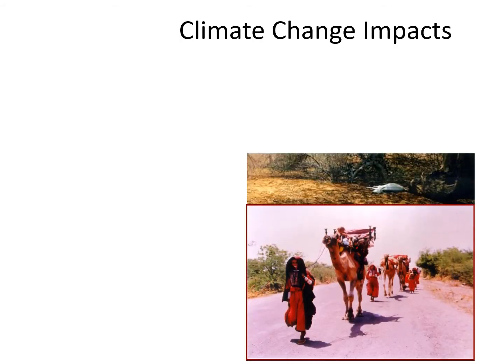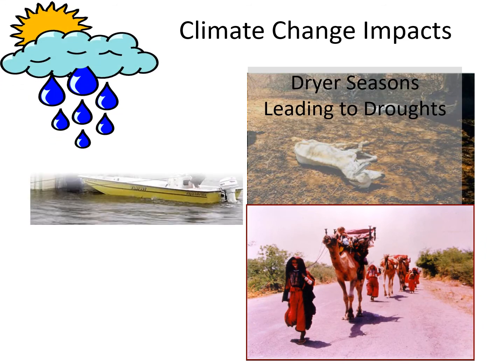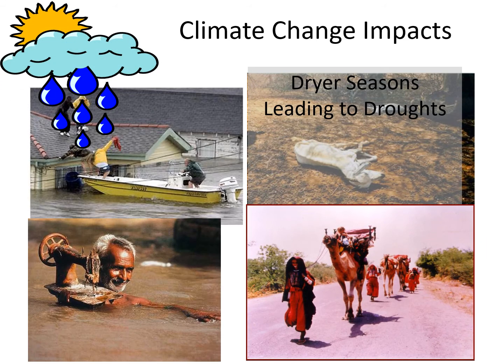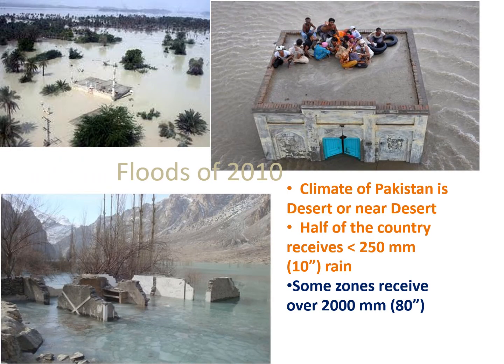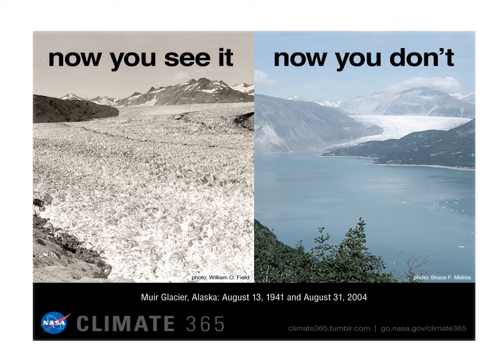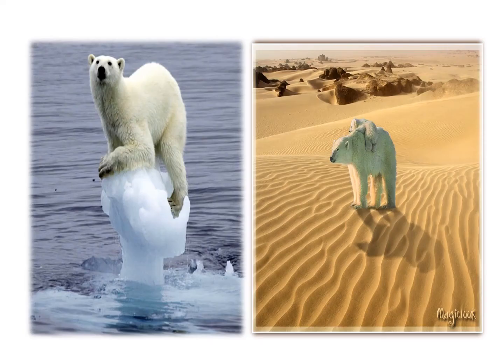So what are the impacts? You can see here, this is all about the climate change impact. We have gone through it previously, just to emphasize. These are the floods. These are the situation. This is how the climate is changing. This is a very typical example of our climate change phenomena.